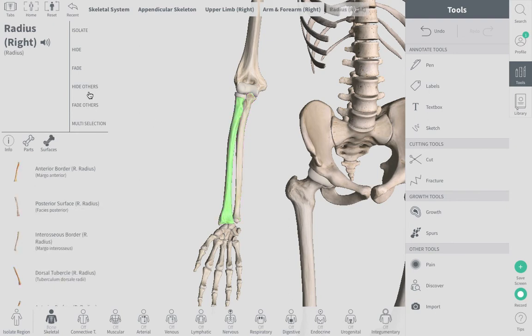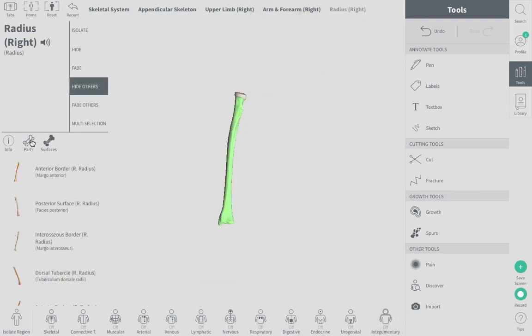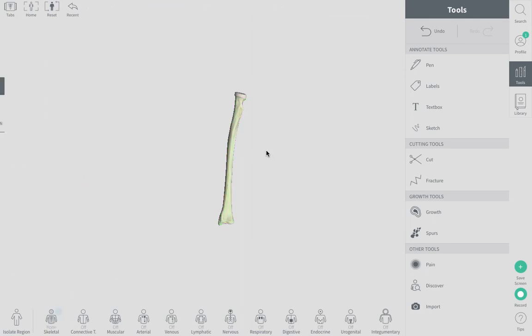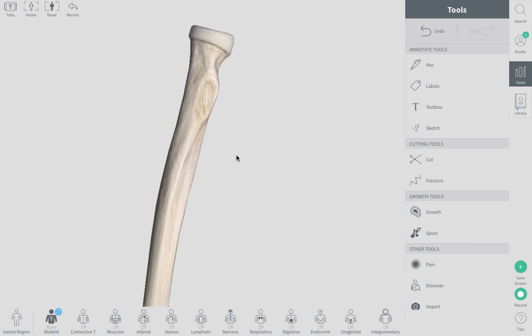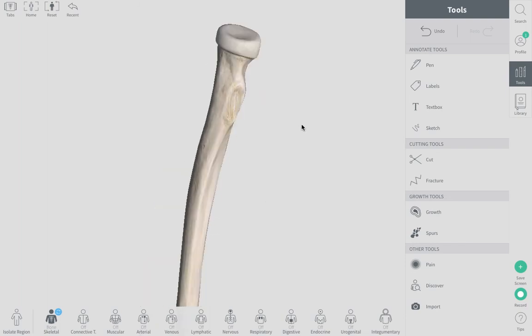So let's look at the ulna. Let's look at the parts. We'll start with the radial head. I might have misspoken. Did I? This is the radius.